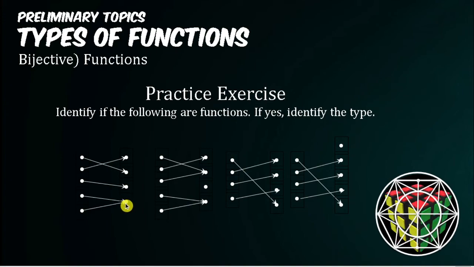If we look at this element, it has two pre-images. So it cannot be one-to-one. Now let's check if it's onto because it's possible that it's onto even if it's not one-to-one. Compare lang natin yung codomain sa range. So all have a pair. So this is what? Onto.